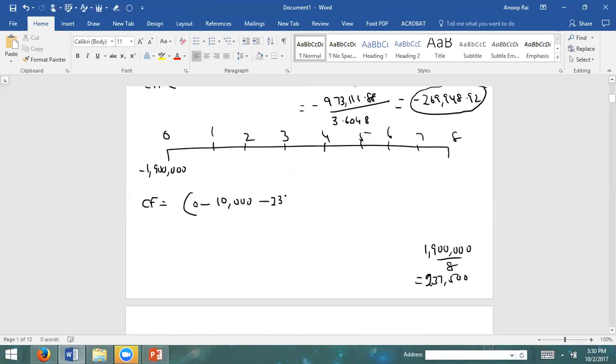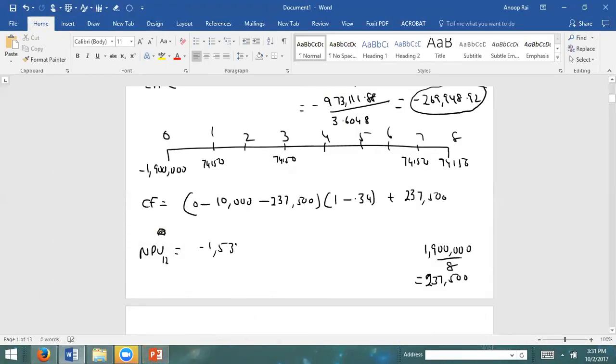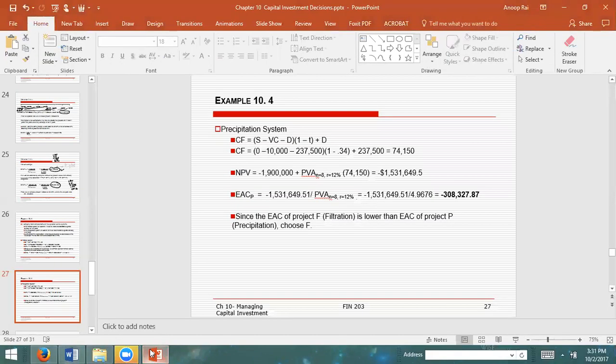So you subtract 237,500, take away the taxes, add back 237,500, and your cash flows will turn out to be 74,150, 74,150. I'm not going to put it all over. If you did the net present value at 12%, using the 1,900,000 for your C0 and 74,150 for 8 years, your net present value will turn out to be 1,531,649.50.